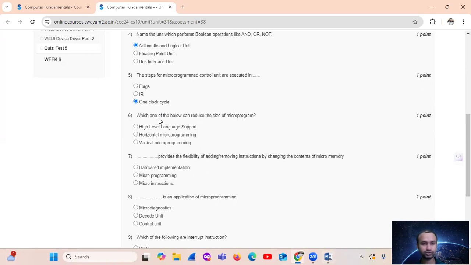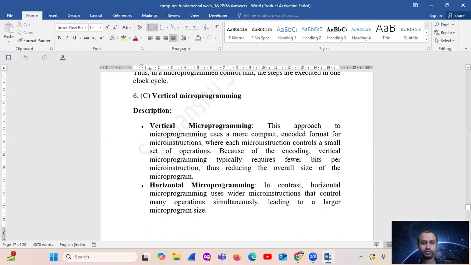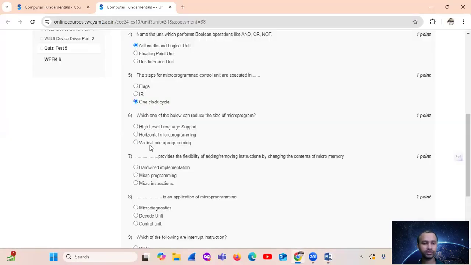And question number 6. Which one of the below can reduce the size of the microprogram? So microprogram का size को कौन reduce करता है? Yes. So इसका आंसर होगा vertical microprogram. That is option number C. Vertical microprogram. Option number C.